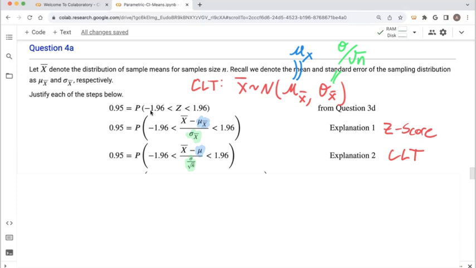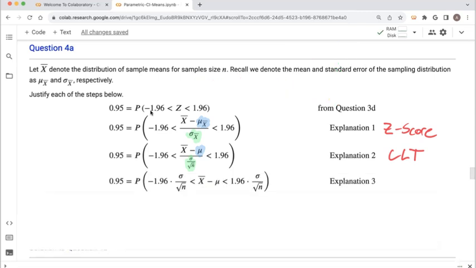And now I want to take this inequality, and if I multiply all terms in this inequality by the standard error, which is sigma over the square root of n, then in the middle, we cancel out that denominator, and I would multiply that 1.96 by sigma over the square root of n, and the minus 1.96 by sigma divided by the square root of n. So we're just doing some algebra in that stage.